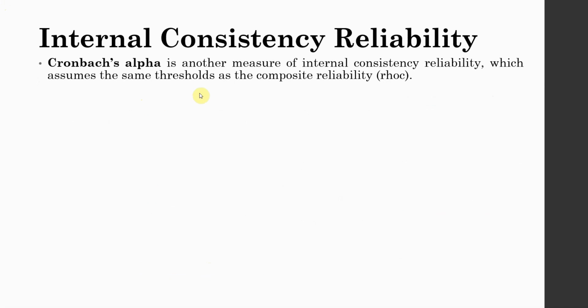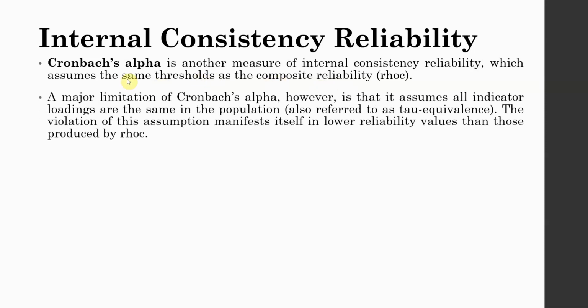Cronbach's alpha is another measure of internal consistency reliability, which assumes the same thresholds as composite reliability rho C. A major limitation of Cronbach's alpha, however, is that it assumes all indicator loadings are the same in the population. This is also referred to as tau equivalence. The violation of this assumption manifests itself in lower reliability values than those of composite reliability rho C.